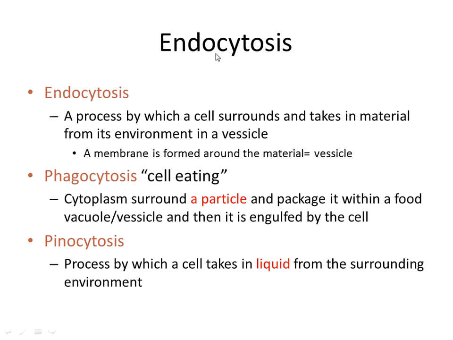Endocytosis. Endo meaning coming in, cyto meaning cell. So this is the process by which a cell surrounds and takes in material from the environment in a vesicle. The membrane formed around the material is a vesicle. Phagocytosis. Phago meaning eating, cyto meaning cell. So it's cell eating. Cytoplasm surrounds a particle and packages it within a food vacuole or vesicle and engulfs it. So it's engulfed by the cell. Phagocytosis is typically solid substances.